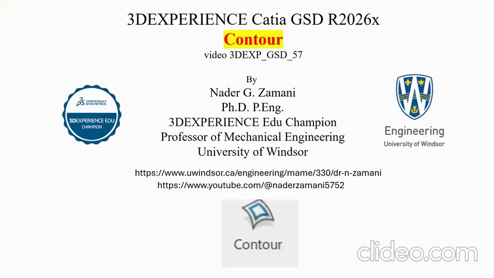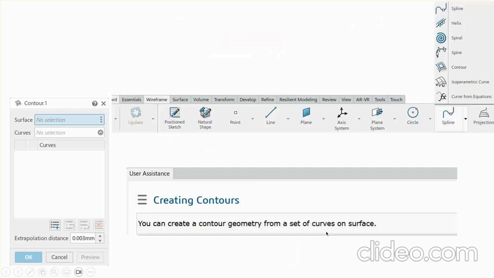Good day, folks. This is video number 57 in the playlist devoted to 3D Experience CATIA, the generative shape design application. I would like to discuss the icon which is denoted as contour. If you're in generative shape design and select the wireframe tab, there is a pull-up menu, and one of the items that you can choose is contour.